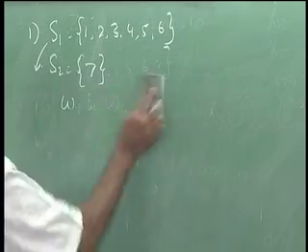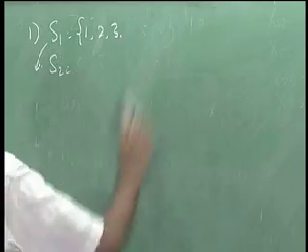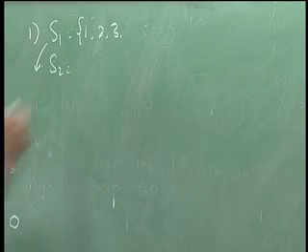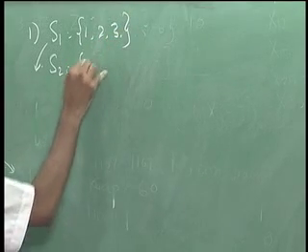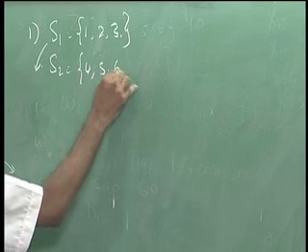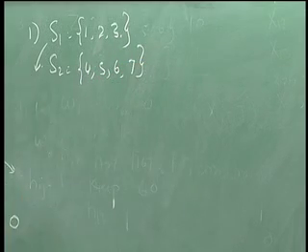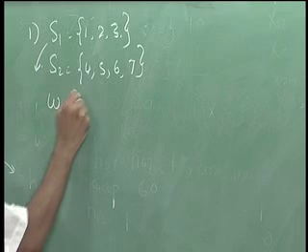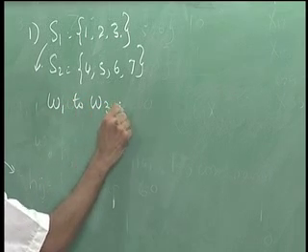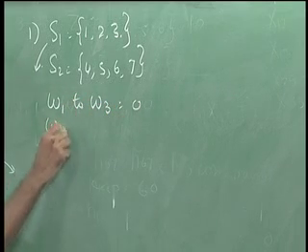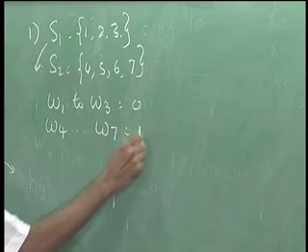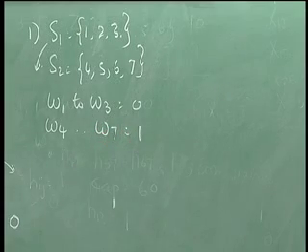Now, for the third case that we looked at, we said 1, 2, 3 is S1 and 4, 5, 6, 7 is S2. We will have W1 to W3 equal to 0, and W4 to W7 equal to 1.